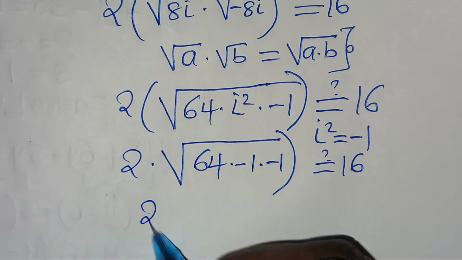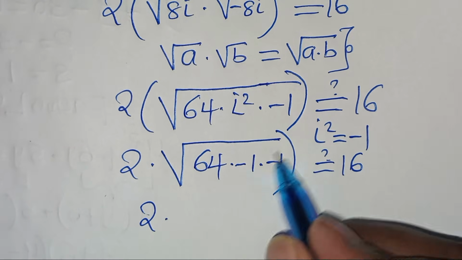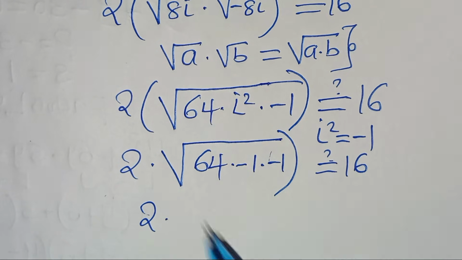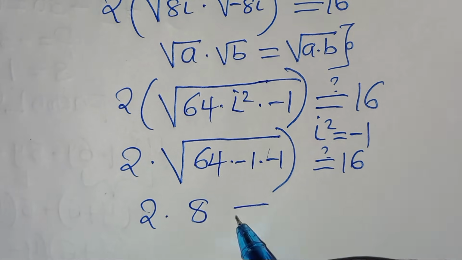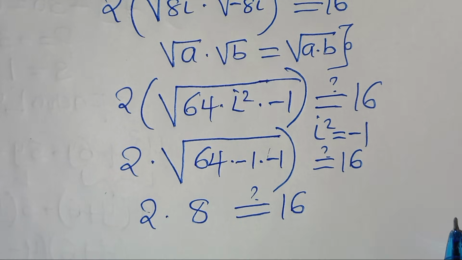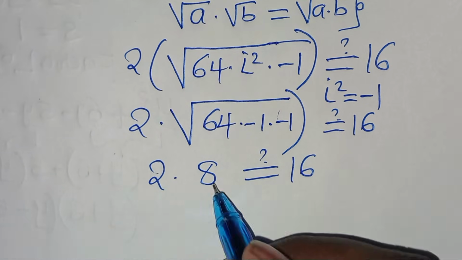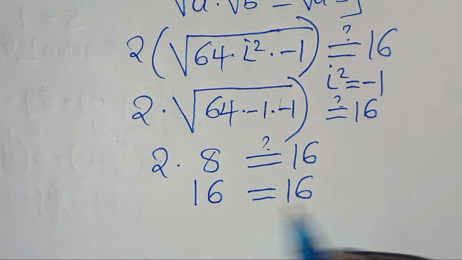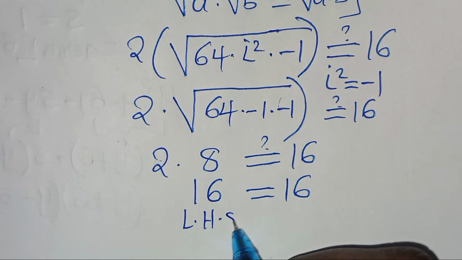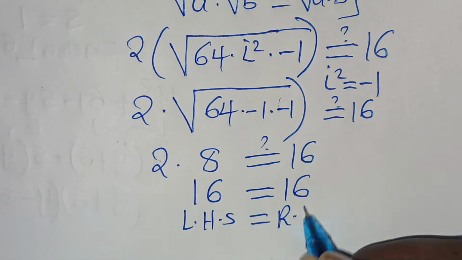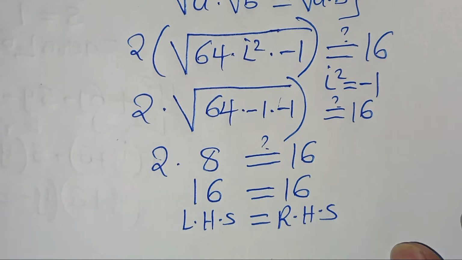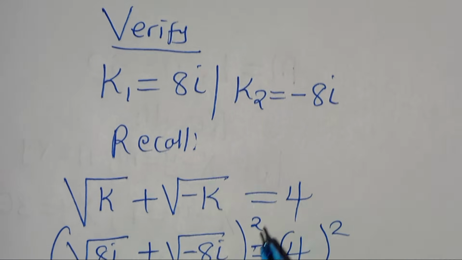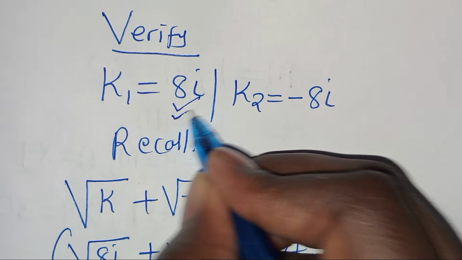So we have 2 times -1 times -1. This is 1 times 64. So we have the square root of 64, and this is equal to 8. This should give us a value of 16. So 8 times 2 is equal to 16, which is equal to 16. So the left hand side is equal to the right hand side. And this proves that k1, which is equal to 8i, satisfies the equation.